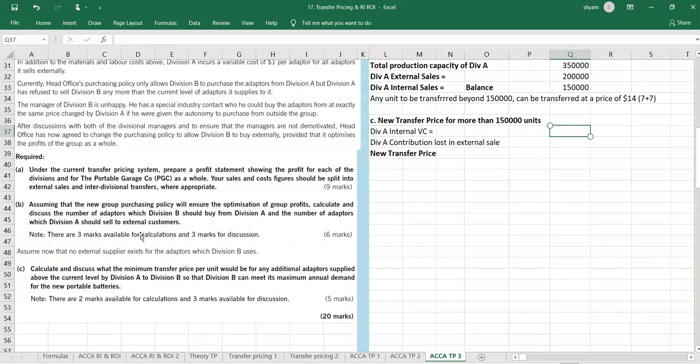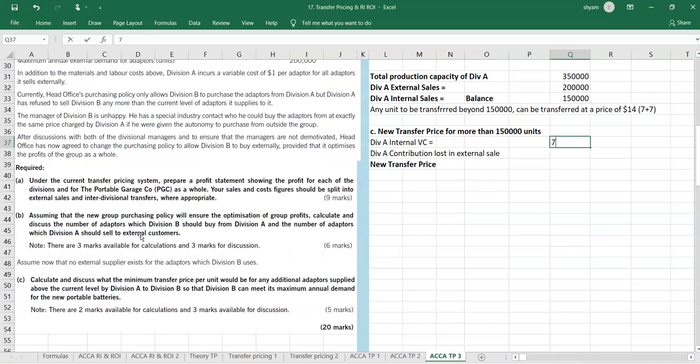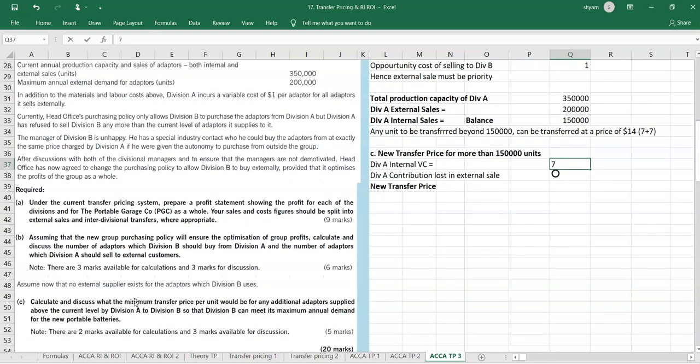So the minimum price would be like this. The making charge itself is going to be $7, so that's what we put in the last statement here, $7, and the contribution lost by not selling to outsiders is 7, and totally the new transfer price has to be 14.